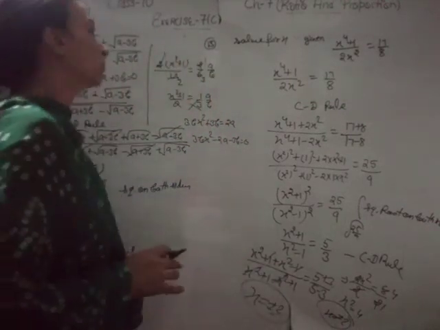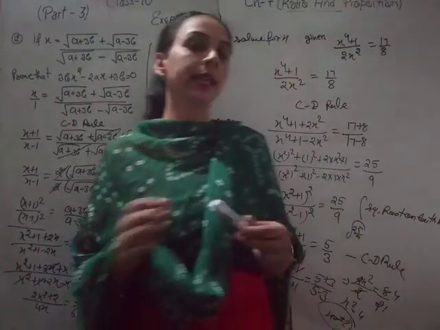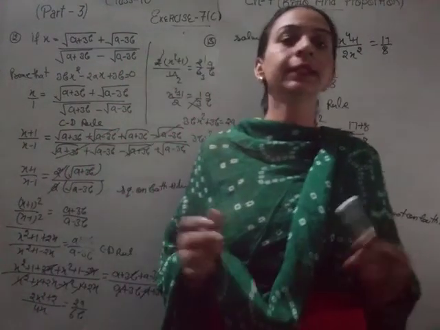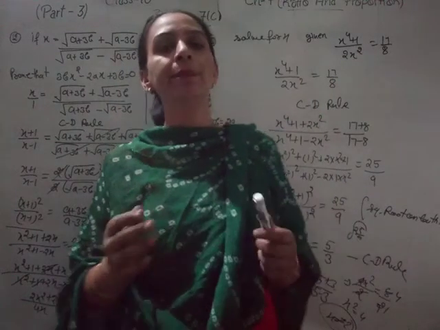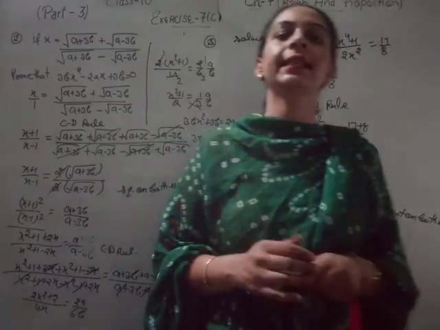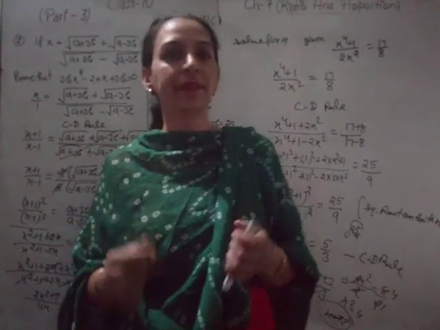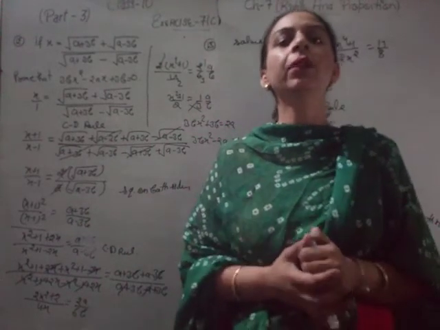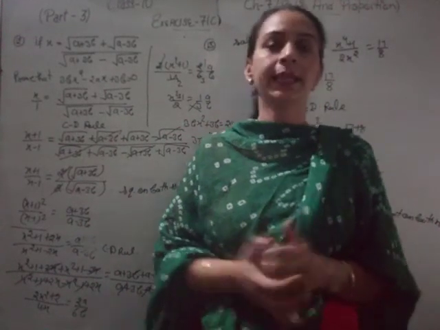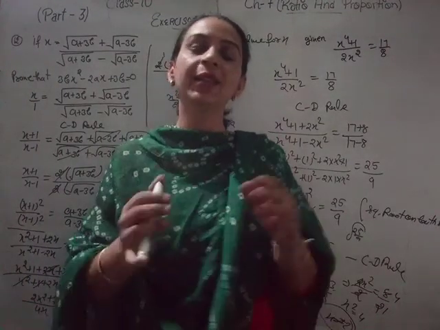Okay student, this is exercise 7C, and 7A and 7B are already complete, and 7D is the mixture of all these three exercises A, B and C. And today our syllabus is complete, first term syllabus complete. So student, with the help of these three videos you complete your chapter 7, ratio and proportion. I hope you like this.